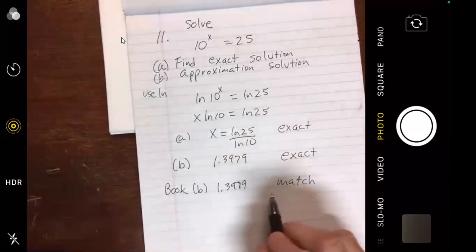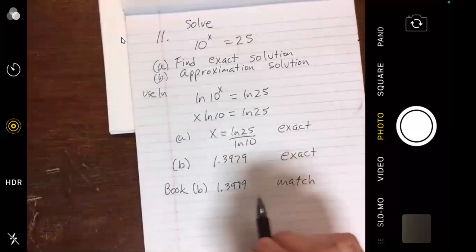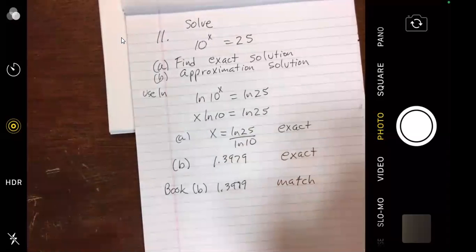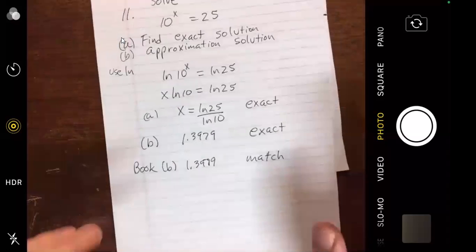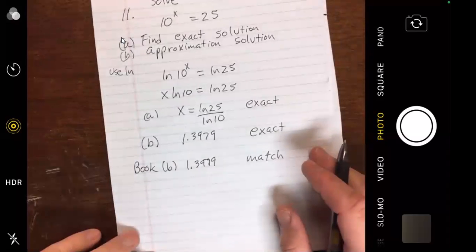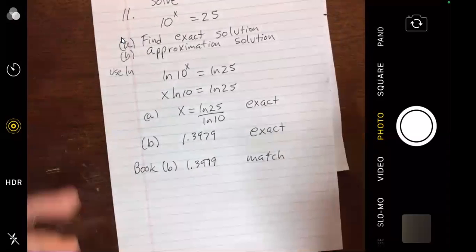I won't do a true or false based on six places or four places or whatever. I'll try to be more obvious than that. I won't get that ticky. I should be using six places if I wanted to really match the book.